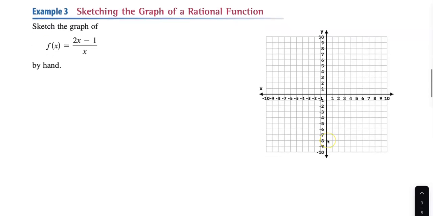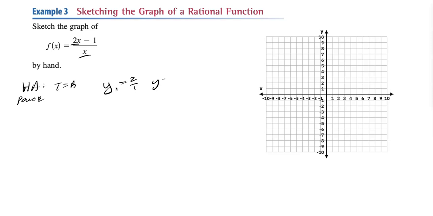Let's sketch this graph by hand. Okay, so let's go through all the things again. Horizontal asymptote. Now in this case, remember, it's always powers. In this case, top equals bottom. So we're going to take the ratio. So y equals 2 over 1, or just y equals 2. So that's my horizontal asymptote.